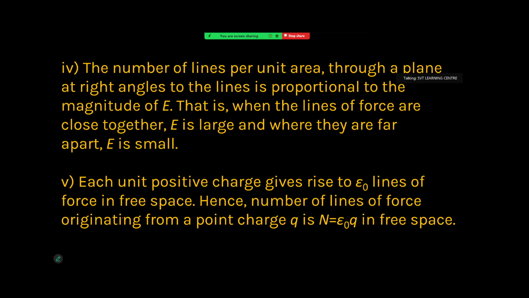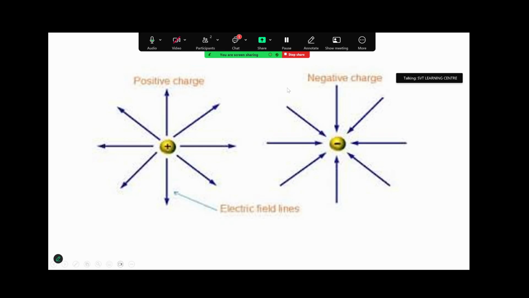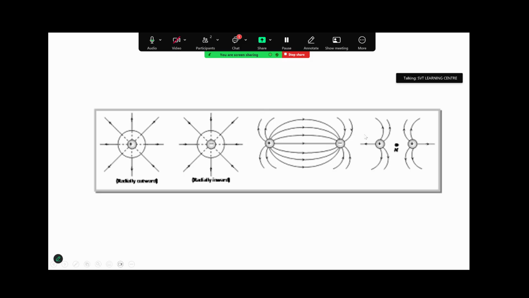So let's go ahead. See, when you have a positive charge, you notice that electrical field lines are going away from it. If you take a negative charge, then your electrical field lines are coming towards it. If you take a positive and a negative charge, electrical field lines go from positive to negative. If you take two positive charges, then the electrical field lines move away. There is no electrical field here.